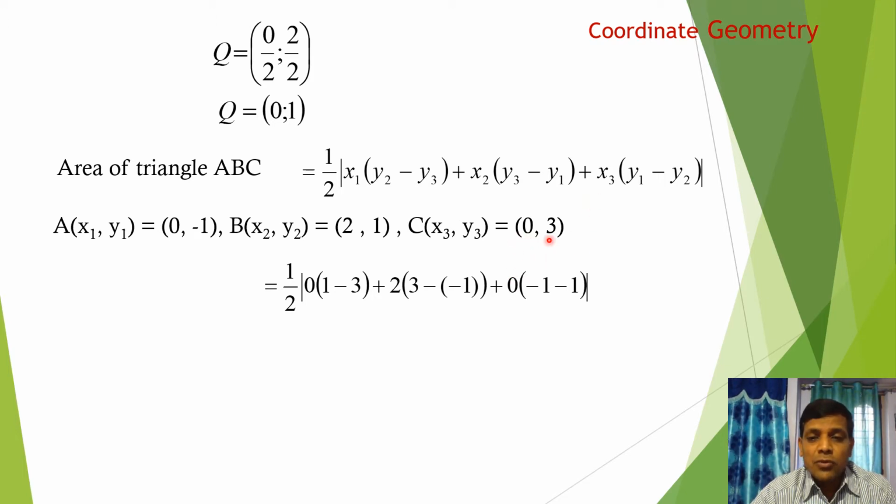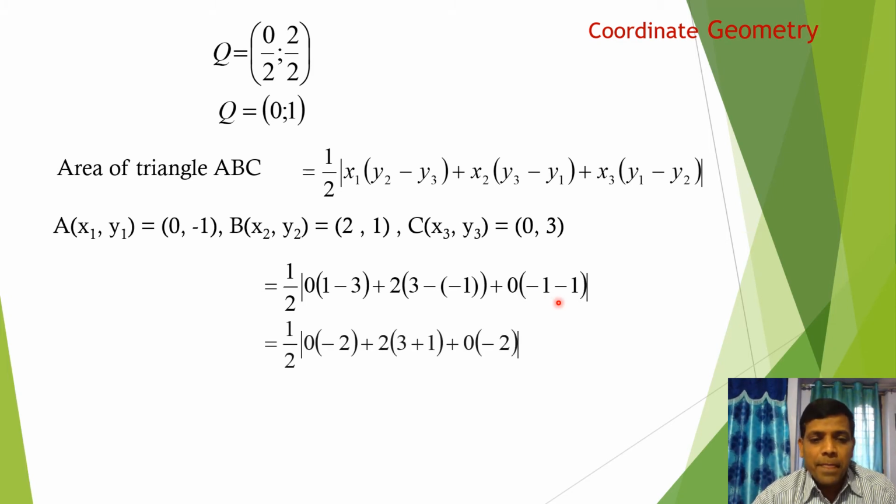What is the value of x3? 0. 0 into (y1 minus y2). y1 equals minus 1 and y2 equals 1. This is written as minus 1 minus 1. So next step, half mod into, 0 into anything is 0, plus 2 into (3 minus of minus 1), minus of minus means plus, so 3 plus 1, plus again 0 into (minus 1 minus 1). Minus 1 minus 1 we get minus 2, but 0 into anything we get 0.